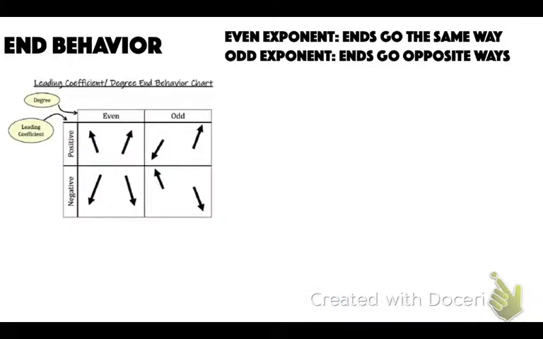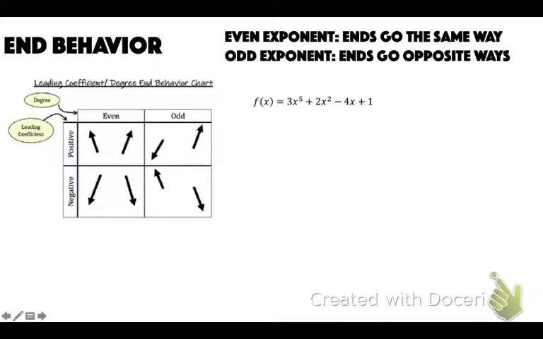So here is a chart. Highly suggest you draw this chart somewhere. So this is our degrees right here. It's either an even degree or an odd degree. And then the leading coefficient is either positive or negative. And this is telling us what the ends are going to be doing here.